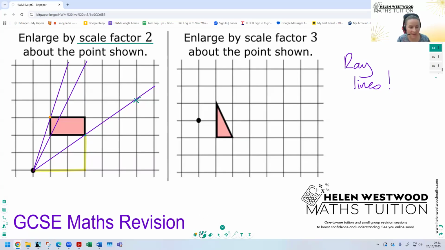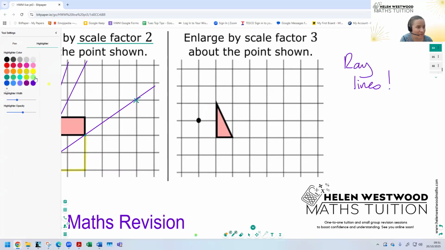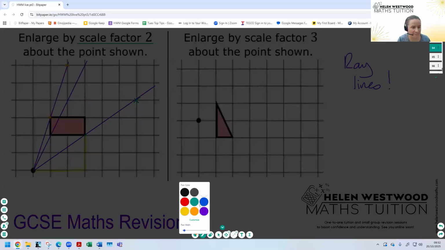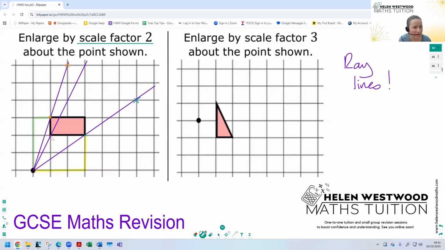Next, we're going to look at that top left-hand corner where I've put the orange dot. We can see that we're going up 3 and then 1 to the right. And if we apply our scale factor of 2, we're going to go up 6 places, and then we're going to go across 2, which puts our corner just there. And then with the final corner that we've got a ray line for, where I'm putting that red dot, you can see in that case, we're going up 2, across 1. When we apply a scale factor of 2, we're going to go up 4, across 2.